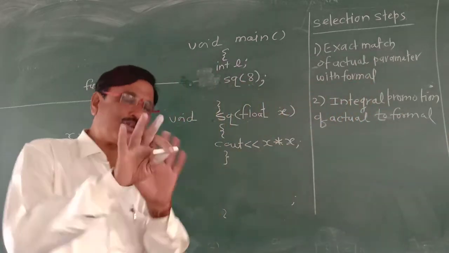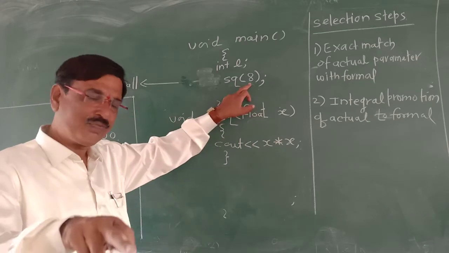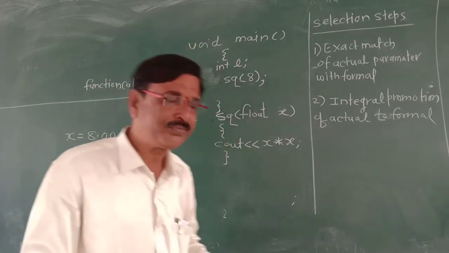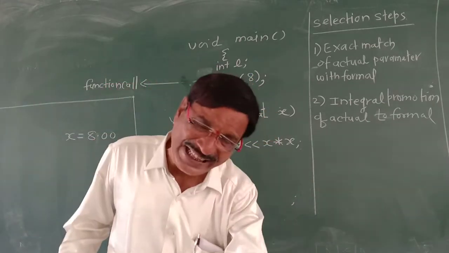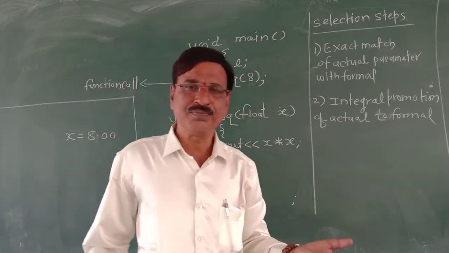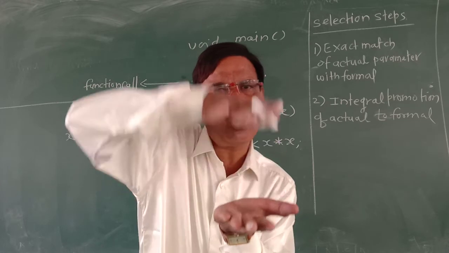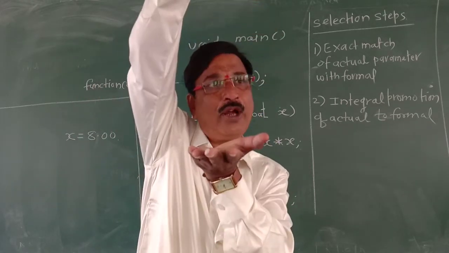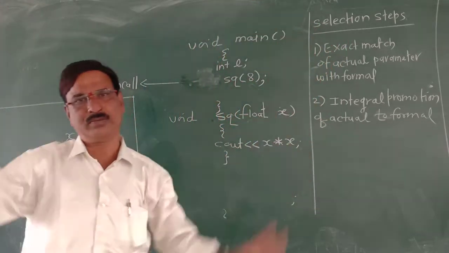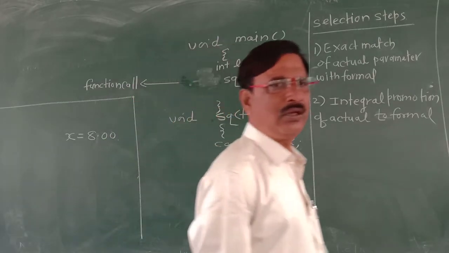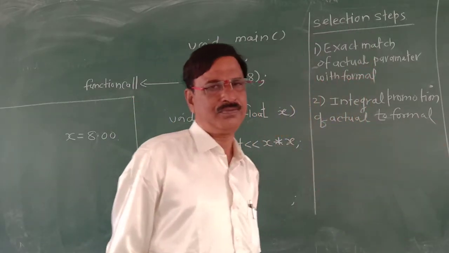Integral promotion of actual. Actual is 8, formal is float. Actual is int, formal is float. So int is promoted to float. Float may be promoted to double, double may be promoted to long double, and so on. That is called integral promotion.